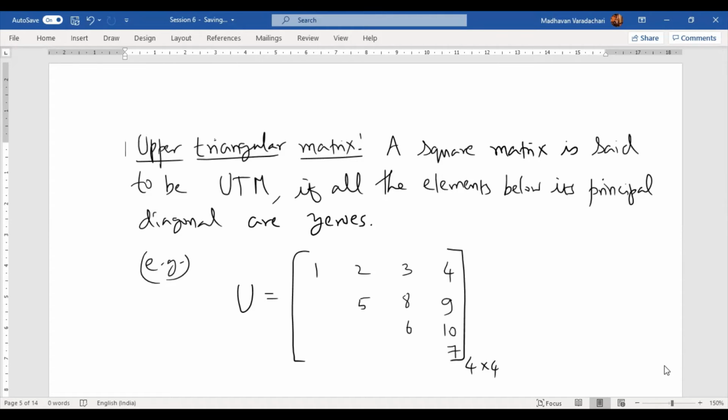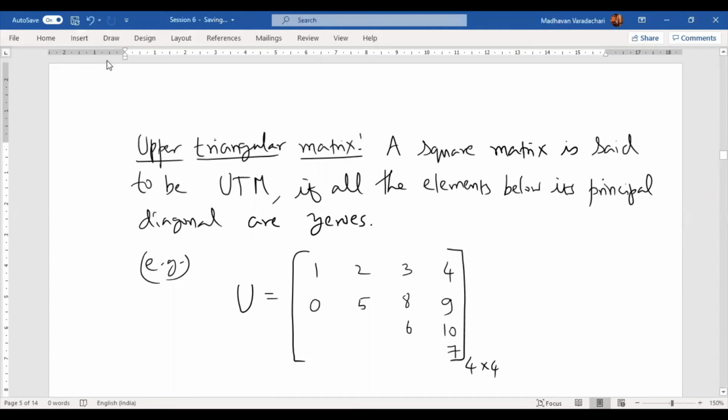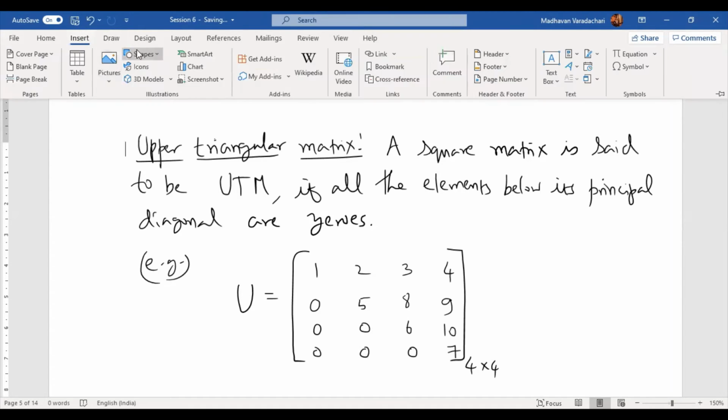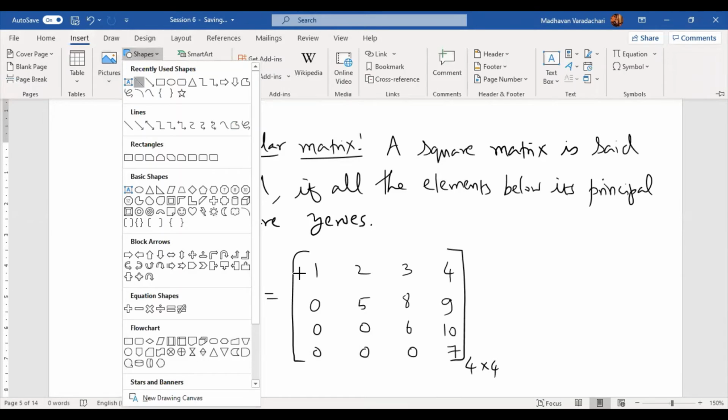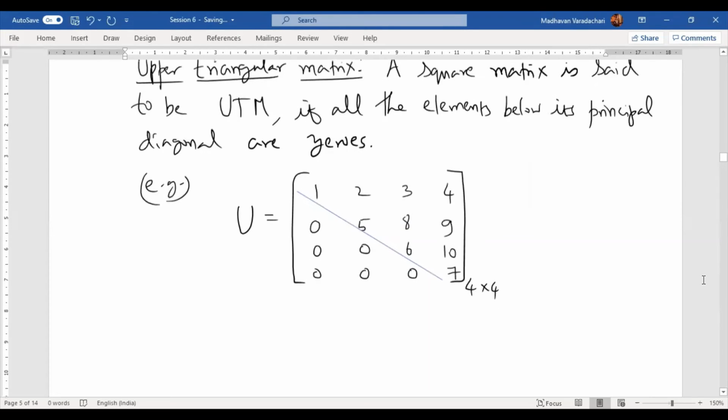And then here I have to write 0, 0, 0, 0. So we may note here below the principal diagonal, all are zeros. So below the principal diagonal, all the elements are zeros. That's an example for an upper triangular matrix.